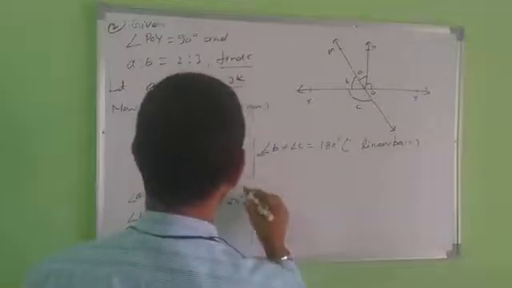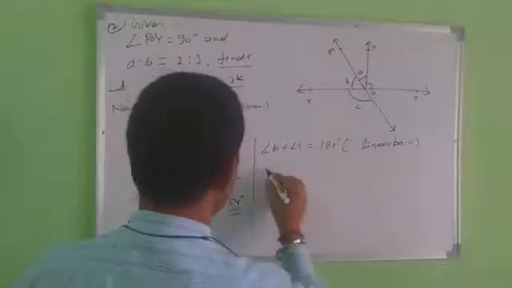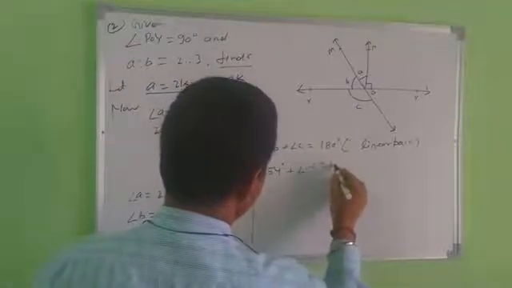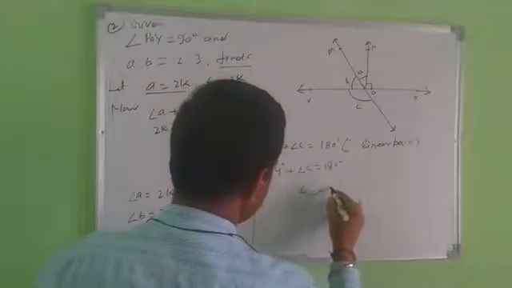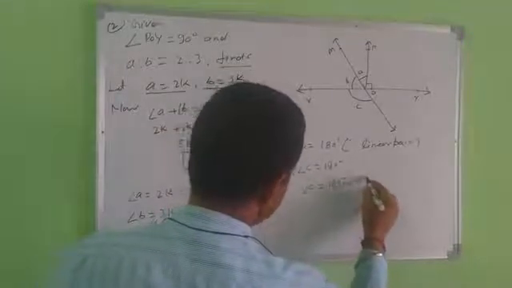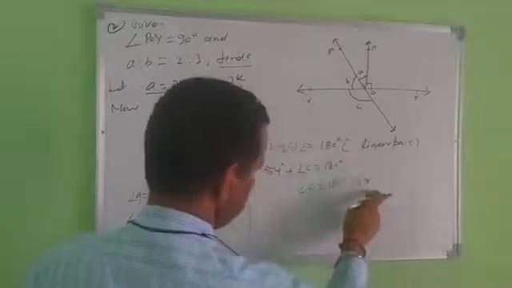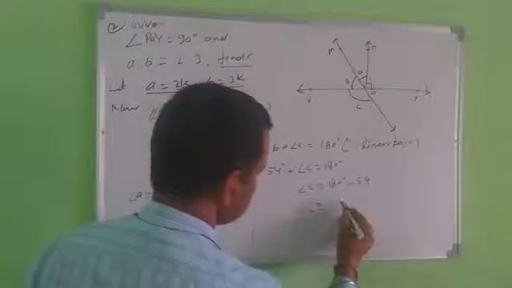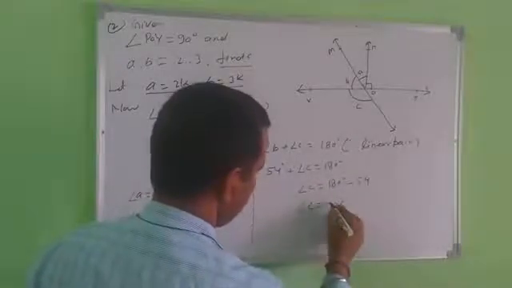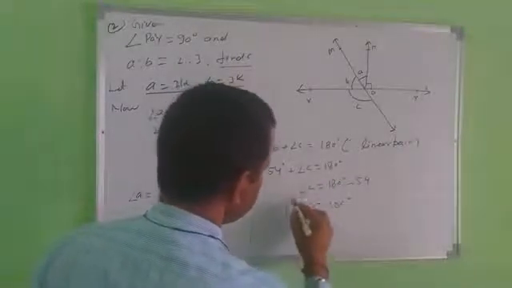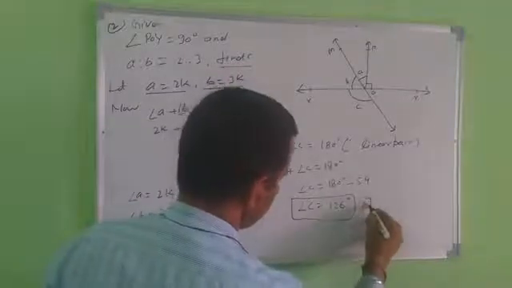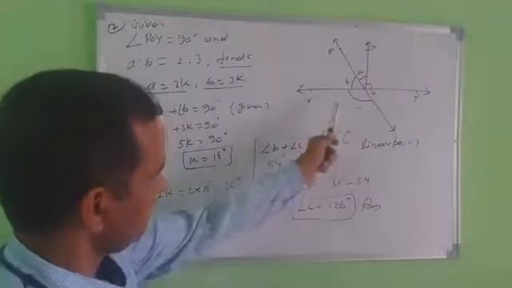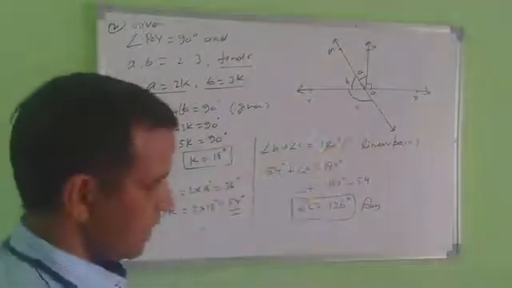Then you can say angle B equal to 54 degrees plus angle C equal to 180 degrees. So angle C equals 180 degrees minus 54. Transposing this 54 to this side, you will get angle C equal to 126 degrees. The value of angle C equals 126 degrees. And this is the value, 126 degrees.